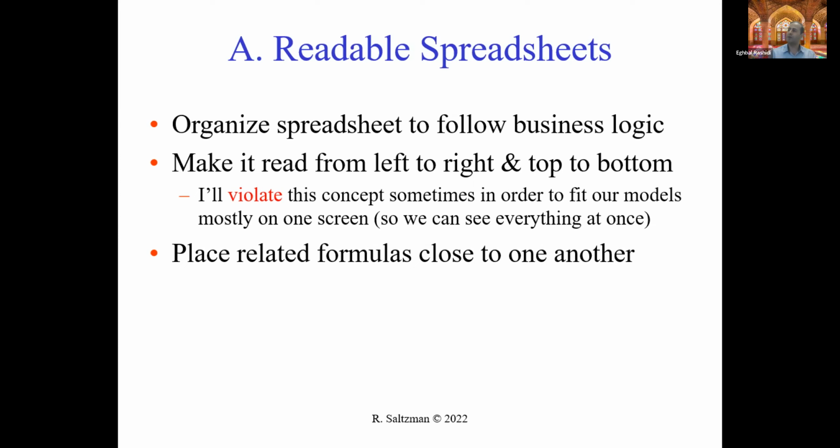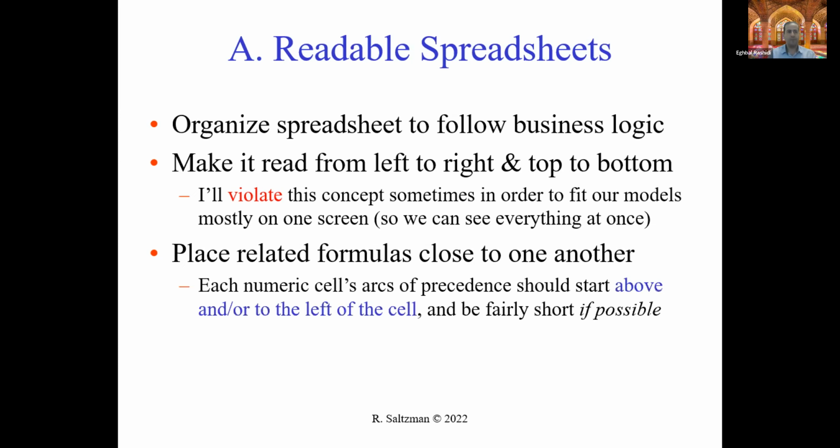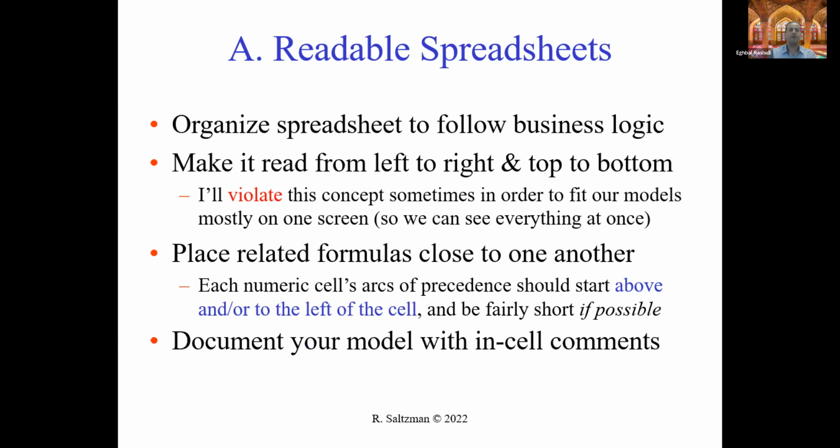If you remember, if you click on the formula bar for any formula, it's going to highlight the cells that are referenced. So try to make your model such that if you click on the formula bar, you can see all the highlighted cells in one view. You don't have to scroll down or left or right, okay? So each numeric cell should start above or on the left side.